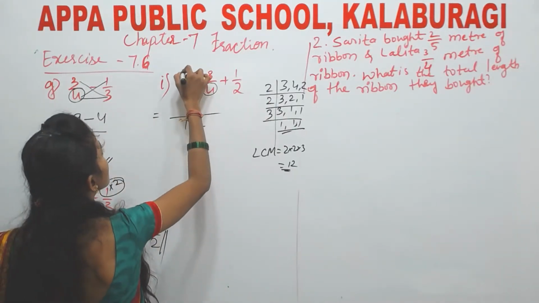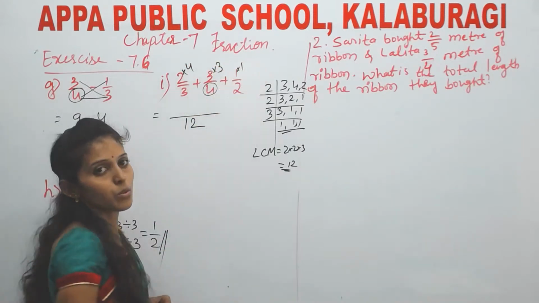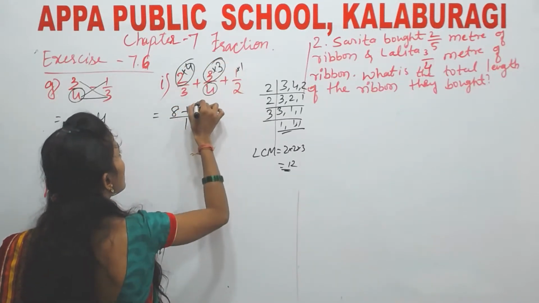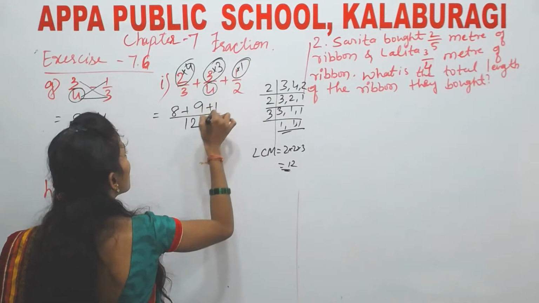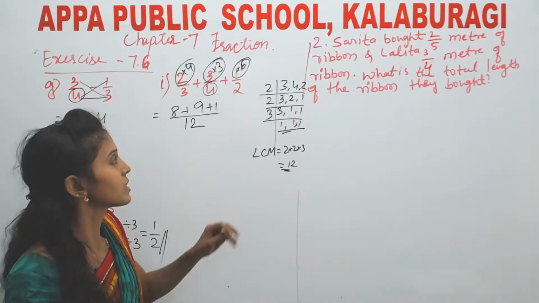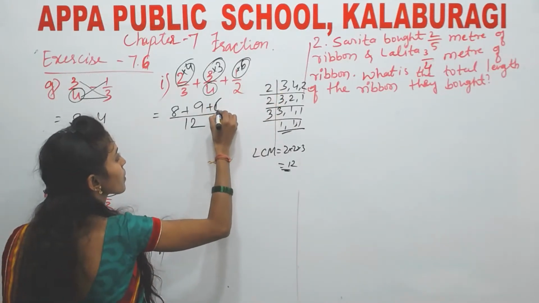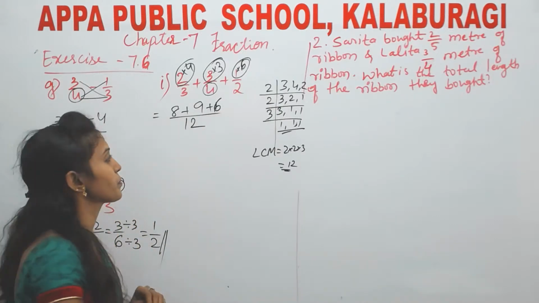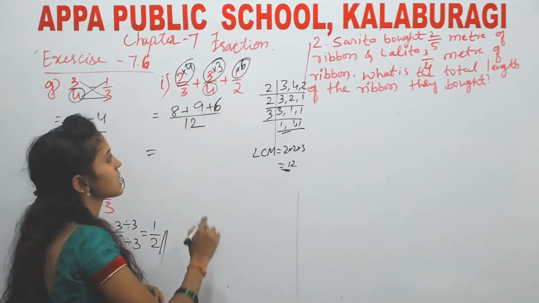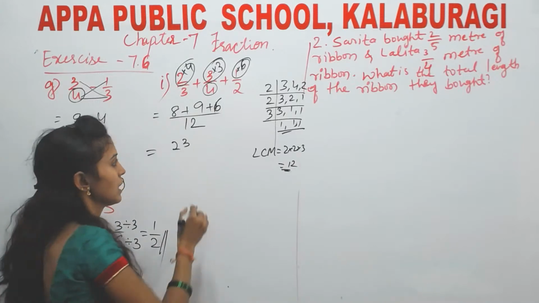Now, 3 4s are 12, 4 3s are 12, 2 6s are 12. Now, 2 4s are 8, 3 3s are 9, and sorry, 2 6s are 12, not 1s. So, 6, right? So, add up. 8 plus 9, 17. 17 plus 6 is 23, right? Then divide by 12.